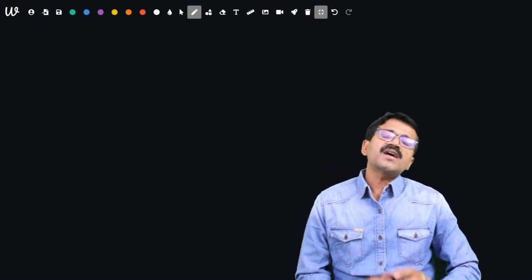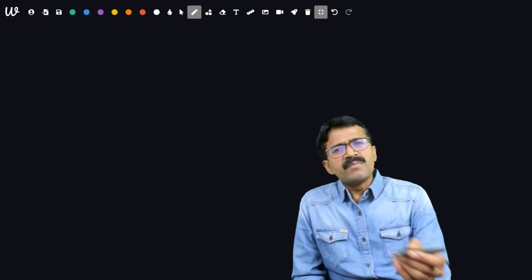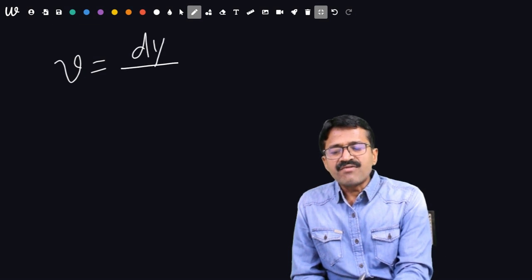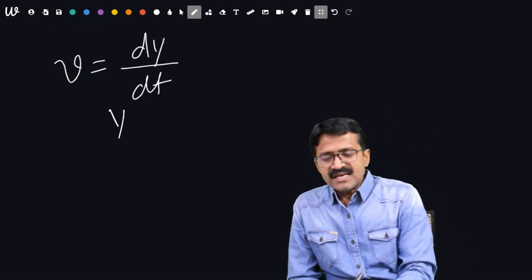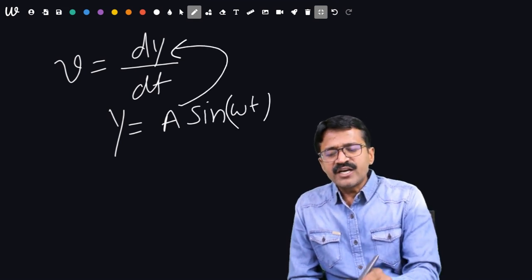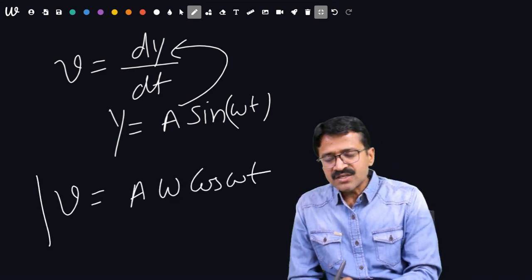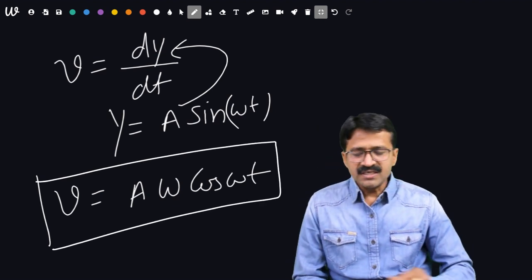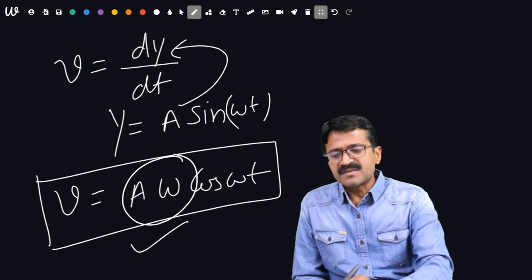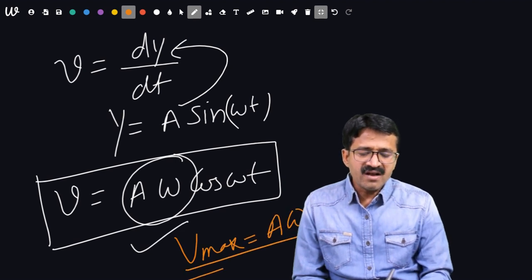Then, what about the velocity of a particle in SHM? Several questions can be made on this. Velocity is the rate of change of displacement, that is dy/dt. You know y = a sin ωt. By putting this and differentiating, we will have v = aω cos ωt. This is the velocity of a particle in SHM, and the maximum velocity is v max = aω.